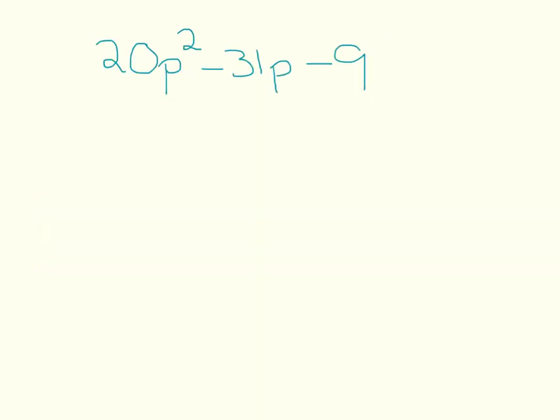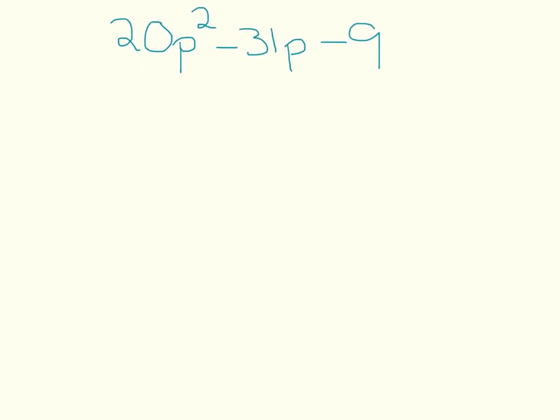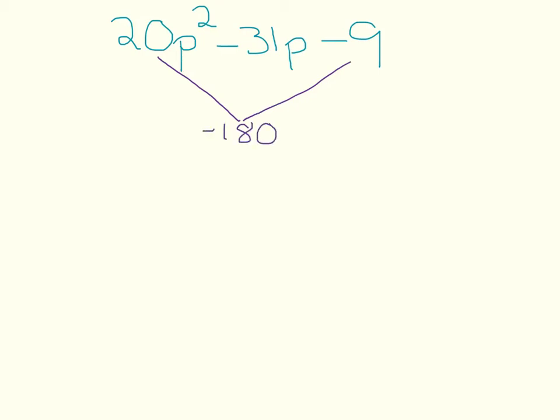Alright, let's do one more example together, and then maybe you can try one on your own. So 20p squared minus 31p minus 9. So, step by step. Step 1 is to multiply a times c. 20 times negative 9 is negative 180. So this can be a little challenging because it's a larger number that we're going to have to factor out. Let's write all the factors of negative 180 off to the side.